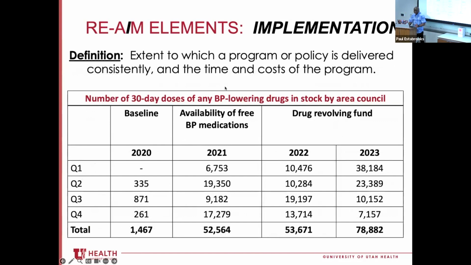And also moving on, when we started, 1,467 had 30-day doses of blood pressure medication. After the implementation, this moved up as well. And when we transitioned to the drug revolving fund, which we could see in 2022, I don't know if you could see that, this moved up to over 53,000. And at the end, 2023, 78,000 had 30-day doses of blood pressure medication stock in their facility, which was what they were supposed to be doing, and they were able to do that.